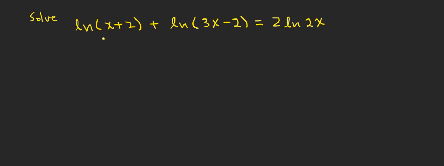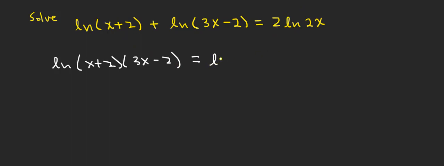Now we're going to solve this equation. In order to solve this, we're going to use the properties of natural log first. So this is addition of natural logs. What we could do is multiply x plus 2 and 3x minus 2. What about the 2 in front of the natural log? That becomes an exponent, so we could rewrite this as natural log of quantity 2x to the second power.